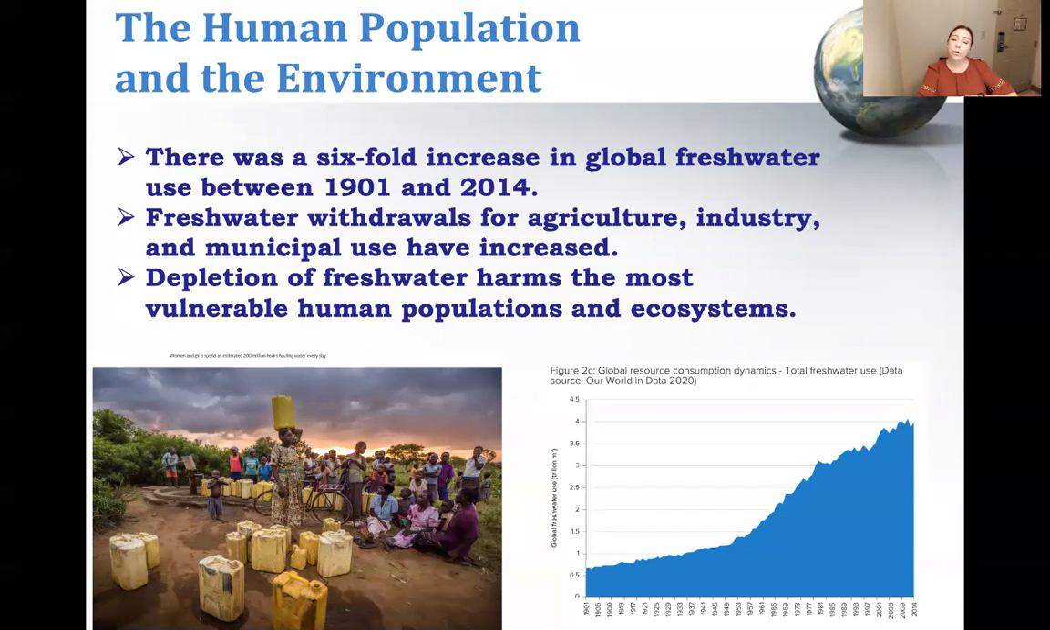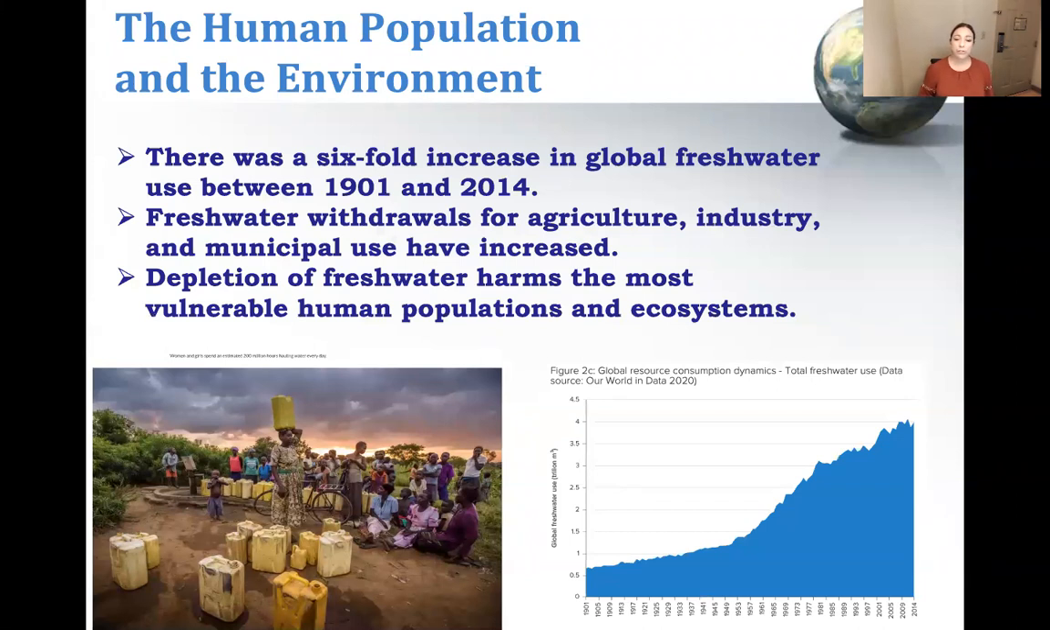Industry and municipal use means, like, in cities. Now, what is the problem with freshwater consumption? Well, remember from the water cycle information, not much of the water on Earth is freshwater, and all of us depend on freshwater to survive, right? So as we increase freshwater use, it is not the same across countries.